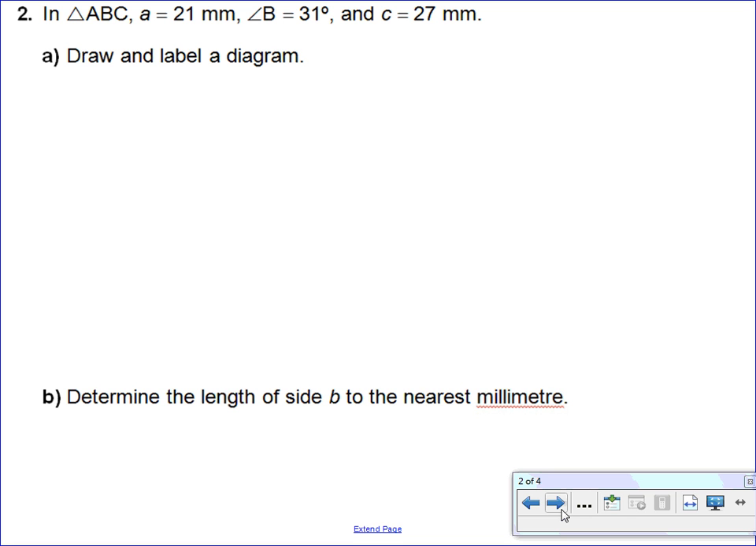Okay. Now, first things first. So this tells me I have triangle ABC. A is 21 millimeters, B is 31 degrees, and C is 27. They're not giving me an angle that's any bigger, right? So I'm just going to estimate here. I'm going to say I have a triangle. This is when my triangles never really look the greatest. So I'm going to say my triangle looks like this.